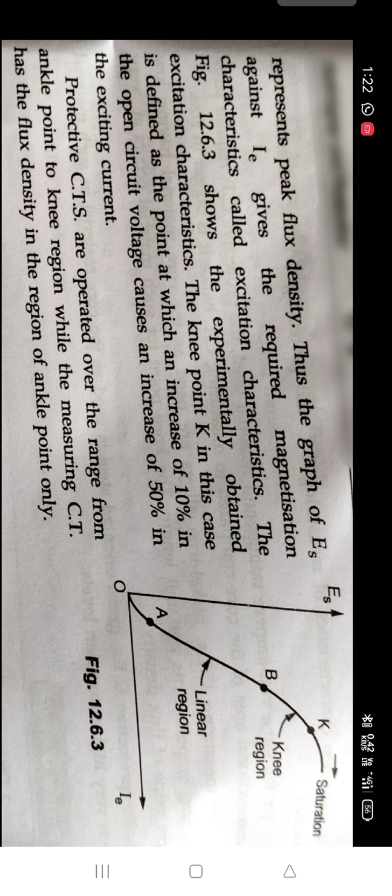Now protective current transformers are operated over the range from the ankle point to the knee region, while the measuring CT has the flux density in the region of the ankle point only. So the protective current transformers operate between B to K, but the measuring current transformers only work in the region A to B.